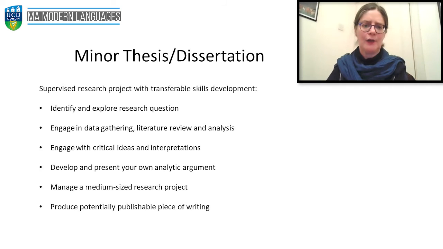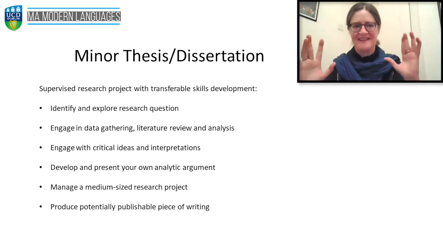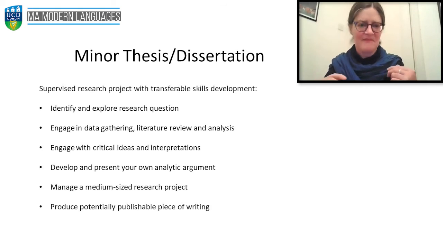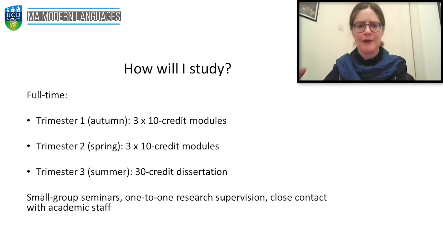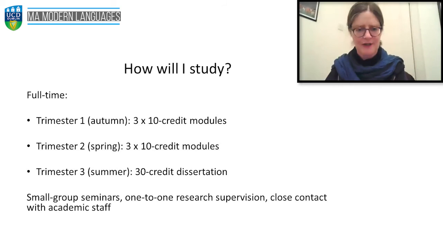And it's really something that you should think of as a management task. Really, you're managing your own research project, and you are producing something at the end of it which is potentially publishable. So all of those skills of word processing, data production, editorial skills, you'll be honing those very much. So the norm then is for students to take 3 10-credit modules in the first term, 3 in the second term, and to spend the third summer term really finishing up your minor thesis.